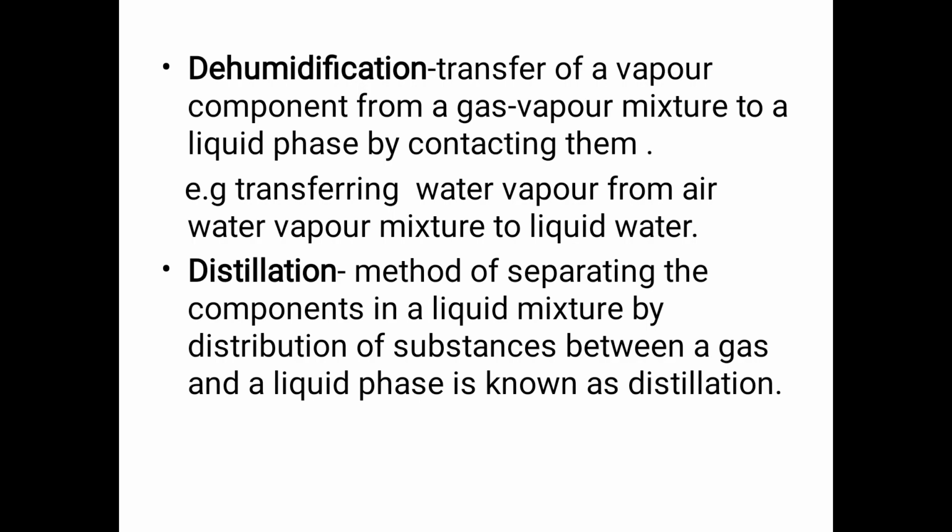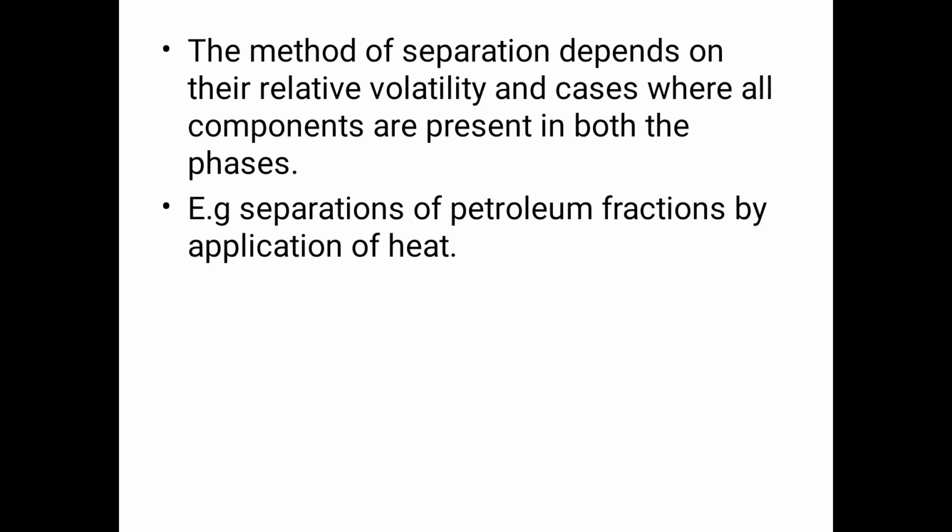Distillation. Many chemical industries use the distillation process. This method of separating components in a liquid mixture by distribution of substances between a gas and liquid phase is known as the distillation process. The method of separation depends on the relative volatility, in cases where all components are present in both phases. An example is the separation of petroleum fractions by application of heat. Distillation plays a vital role in the alcohol industry and the petroleum processing industry.